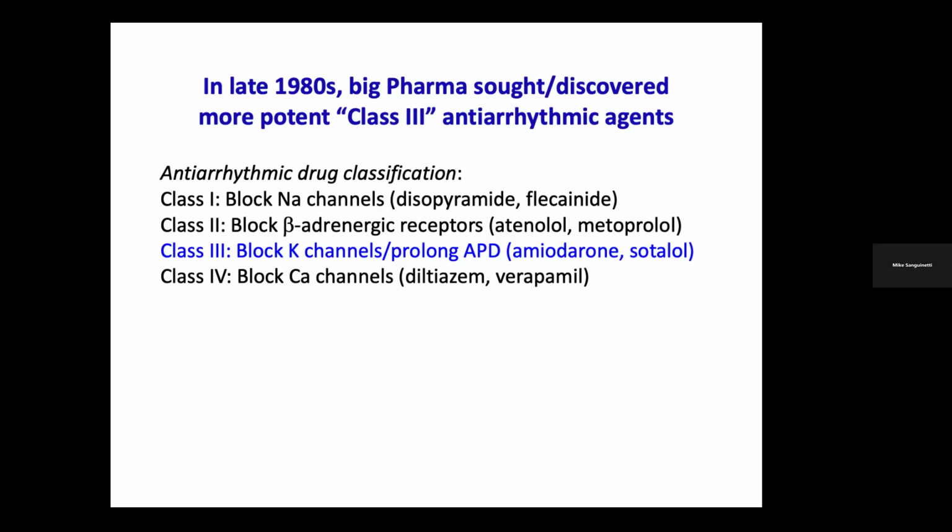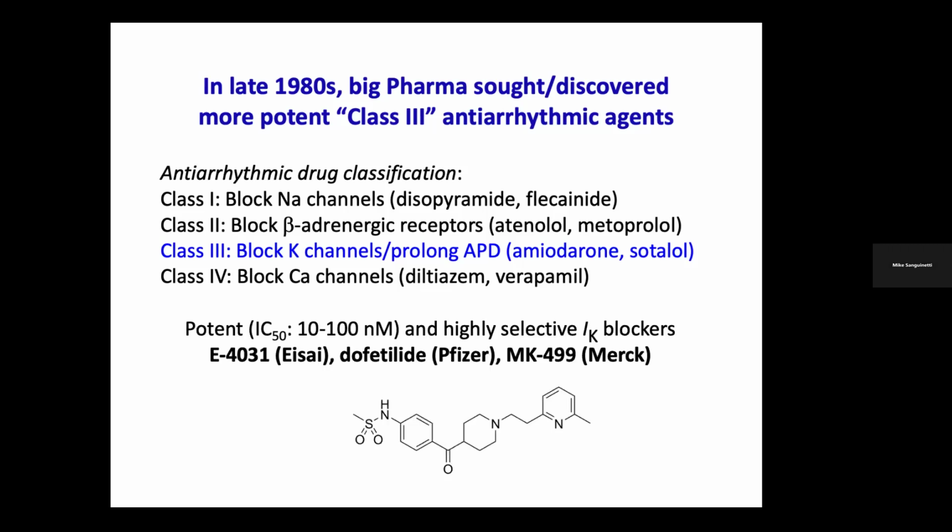They had effects on multiple channel types and other receptors. So again, there was a search for new compounds, and this led to discovery of several compounds with IC50s in the range of 10 to 100 nanomolar, and were highly selective for IK. You take 10 to 1,000-fold higher concentrations before you affect a different channel type.